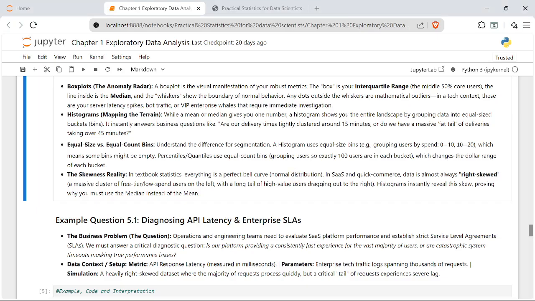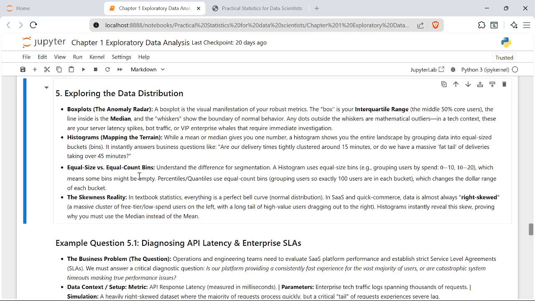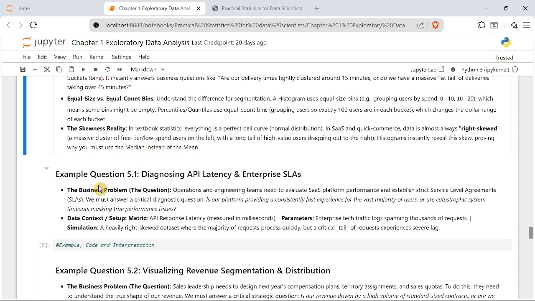Okay, so here is the question to understand the topic: exploring the data distribution. Example question 5.1: Diagnosing API latency and enterprise SLAs. Okay, so let's read the question. The hook, explaining the business problem.